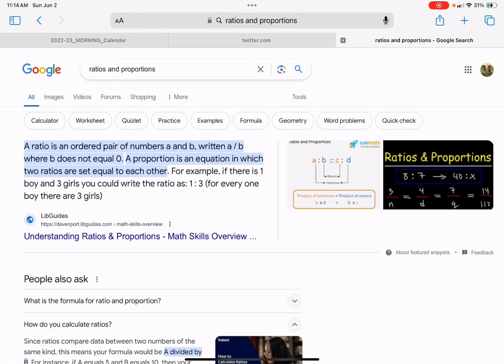Terms. So we're going to talk about the terms of the ratio. The terms of the ratio are the quantities x and y in the ratio. For example, if the terms of the ratio are 4 and 3.